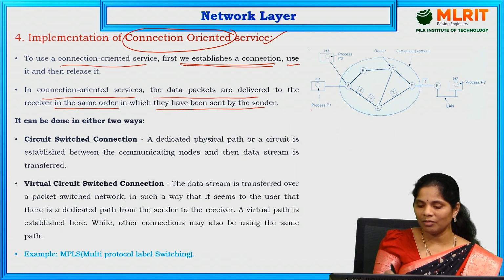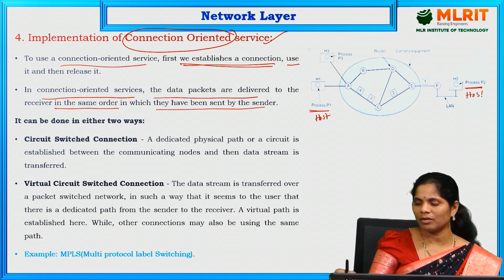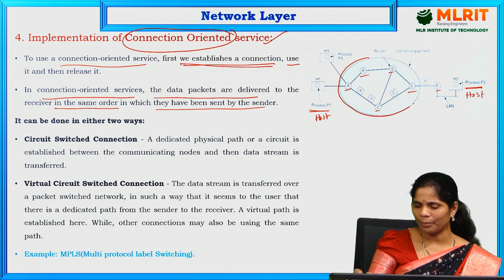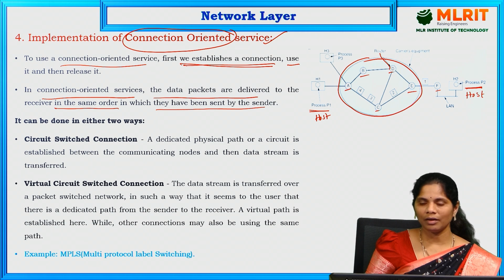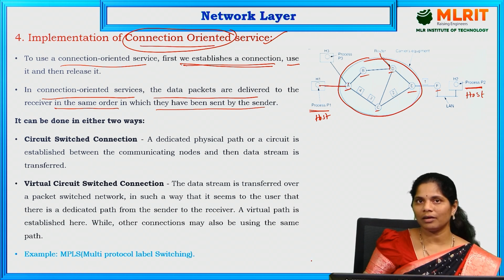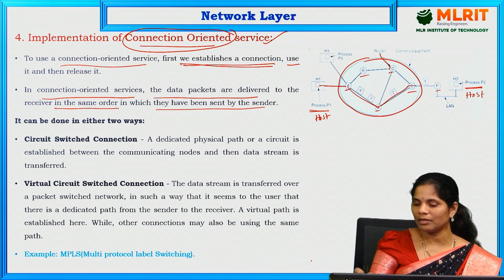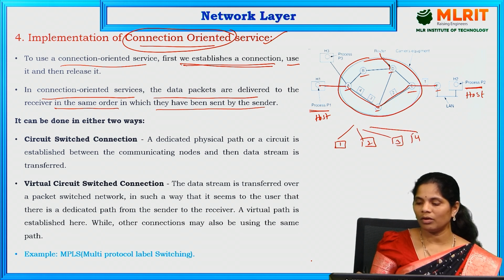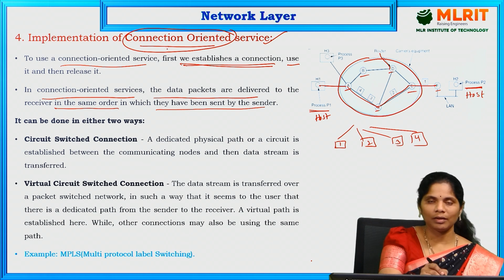So from this process to this process, from this host to this host, there are a number of routes. A, B, C, D, E, F, these are all called the routers, right? This is the subnet. Whatever data is there from sender to receiver, connection oriented means a number of routes are there for sending the data, but it can choose only one route. All packets, whatever packets we divided, 1, 2, 3, 4, can be sent in only one particular dedicated route. That is nothing but the connection oriented service.